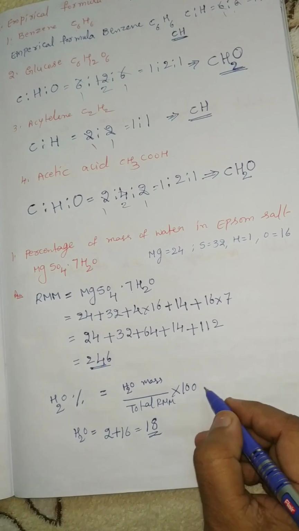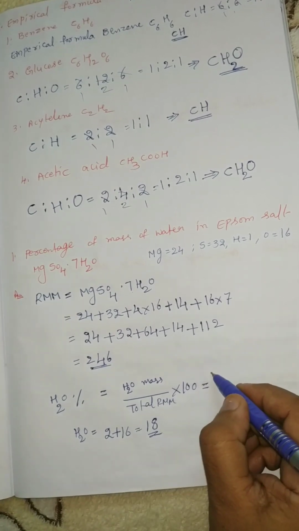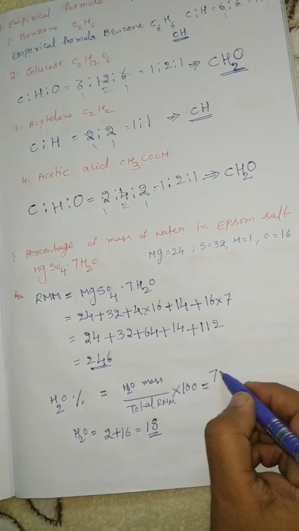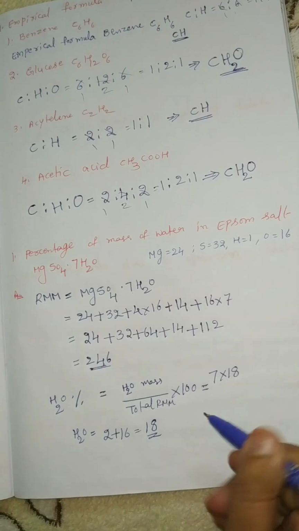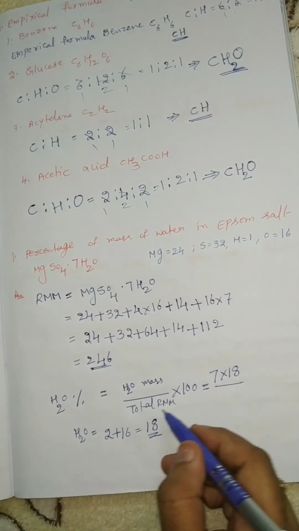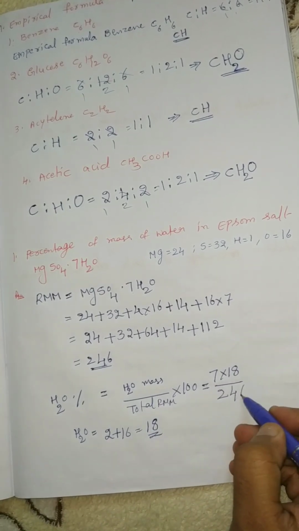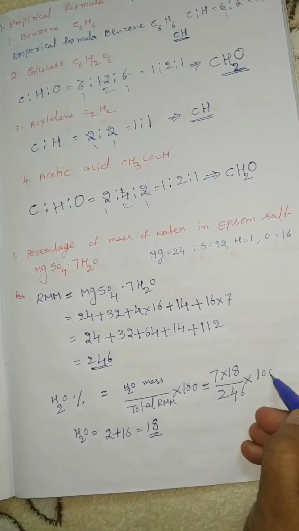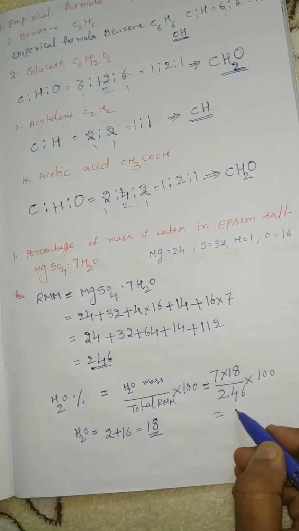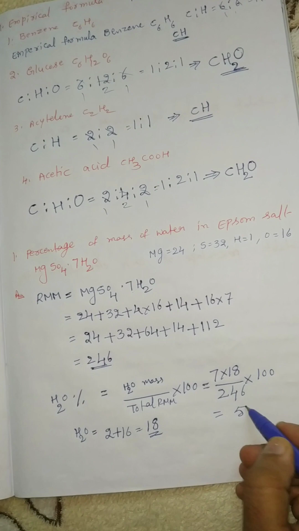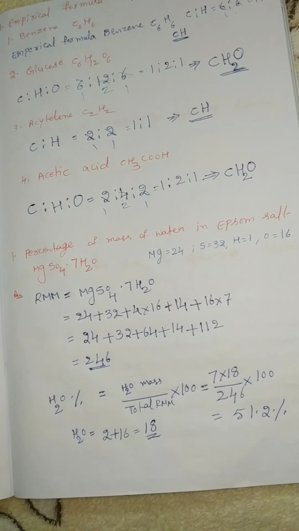So we substitute: 7 into 18 divided by total RMM 246, into 100. So the answer is 51.2%. So the percent of mass of water in the Epsom salt is 51.2%.